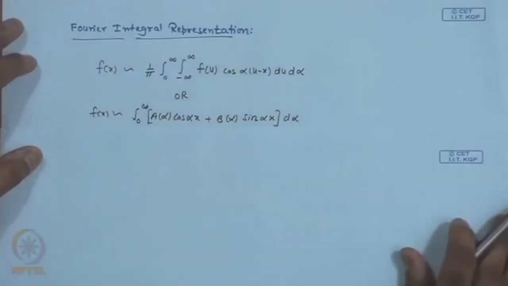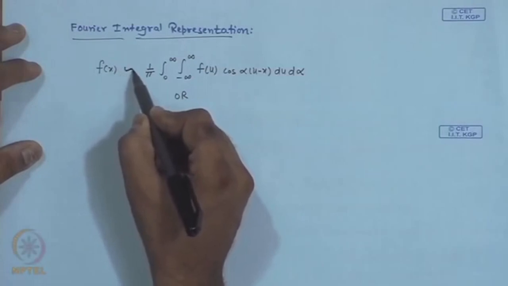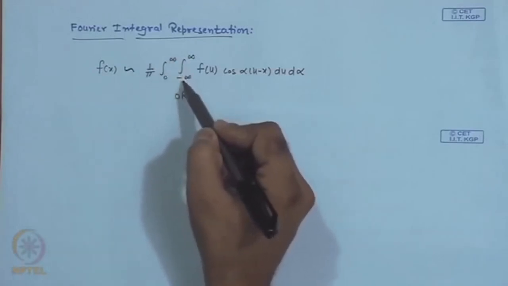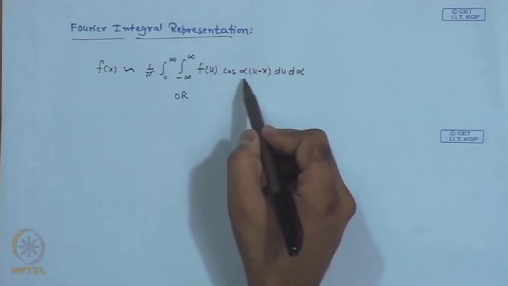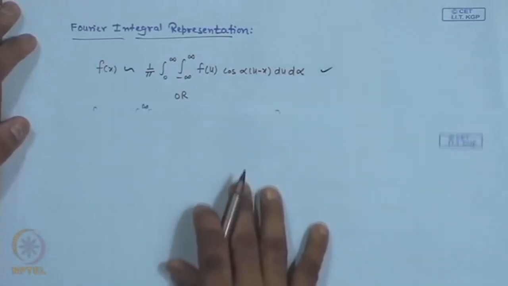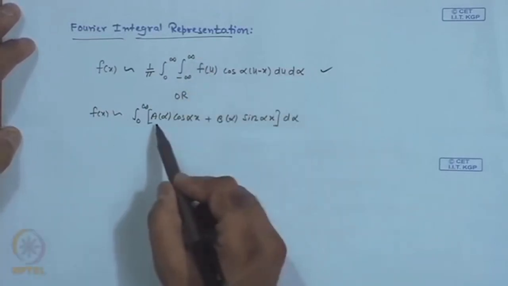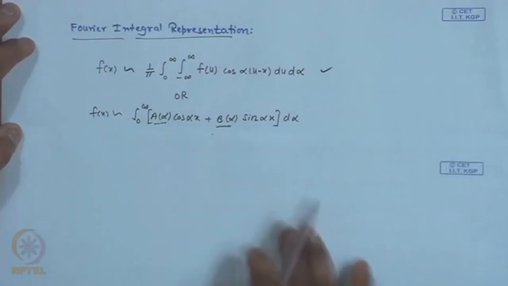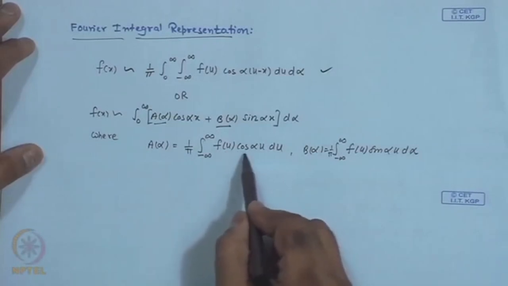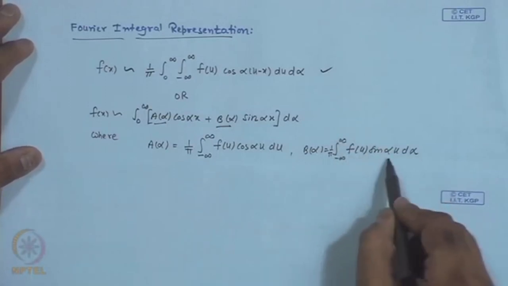We started with this Fourier integral representation. A function f, which is not periodic here, can be represented by this integral: 1 over pi, 0 to infinity, minus infinity to plus infinity, f(u) cos alpha(u minus x) du d alpha. We can also write this in the form where f(x) is represented using a(alpha) and b(alpha). Here a(alpha) is 1 over pi, integral from minus infinity to plus infinity of f(u) cos alpha u du, and b(alpha) is 1 over pi, integral from minus infinity to plus infinity of f(u) sin alpha u du.